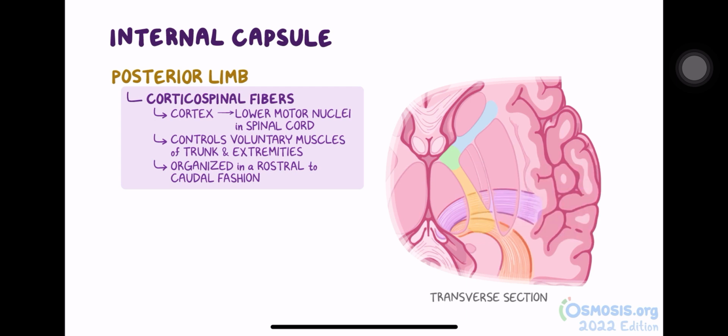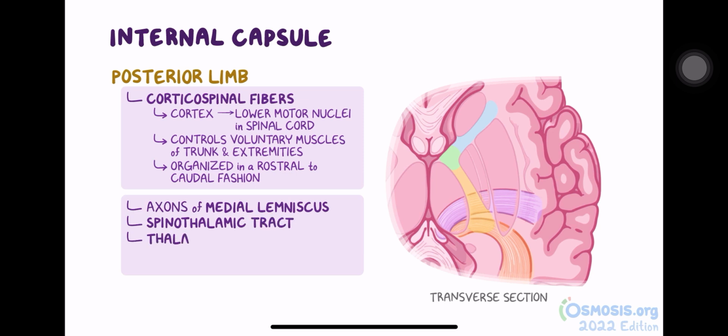The posterior limb also contains axons of the medial lemniscus, the spinothalamic tract, and also some thalamocortical fibers. These thalamocortical fibers form the superior thalamic radiation that spreads from the thalamic nuclei, processing sensory information towards the cortex of the parietal lobe.